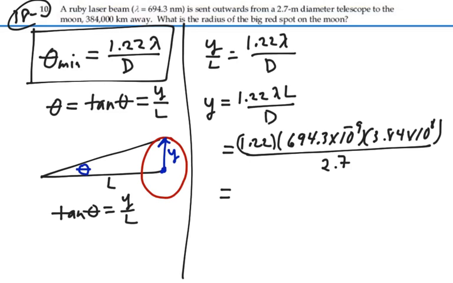And what do we get from all that? 120.5 meters. So the radius of the big red spot on the moon is 120.5 meters.